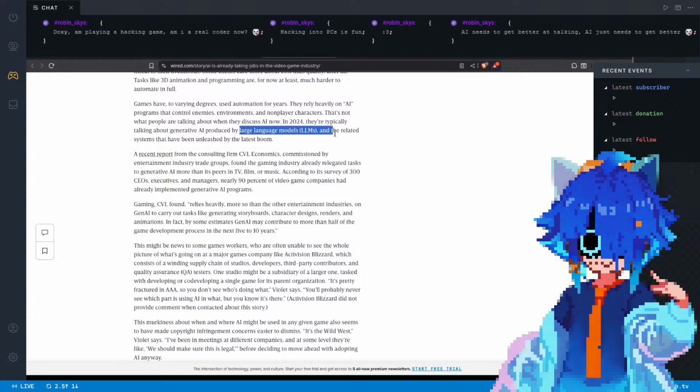So large language generation models are really good at predicting the next word given a bunch of words. And then there's a separate class of things called diffusion models, which are really good at producing images from random noise.